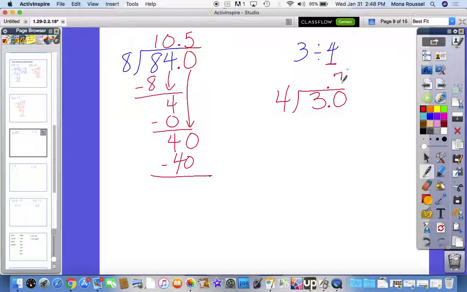4 into 30 goes 7 times. 7 times 4 is 28. We subtract and we get a remainder. This remainder 2 is less than the divisor, but we can't leave a remainder. So we're going to add another 0 into the dividend, bring it down, and divide again. 4 into 20 goes 5 times. 5 times 4 is 20.